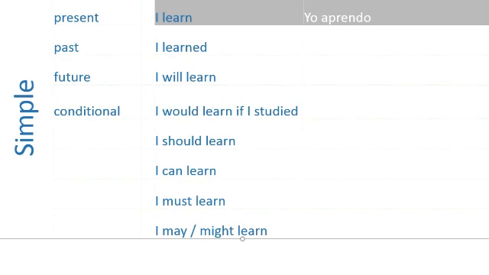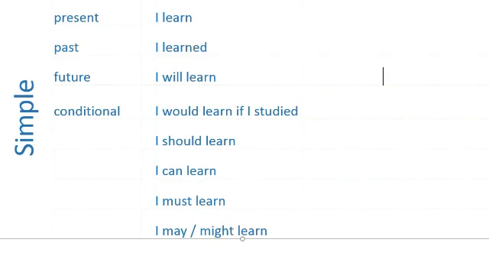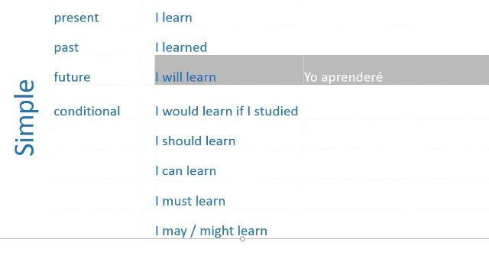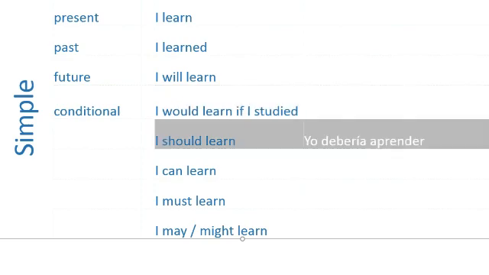Present, I learn. Yo aprendo. Past, I learned. Yo aprendí. Future, I will learn. Yo aprenderé. Conditional, I would learn if I studied. Yo podría aprender si estudiara.